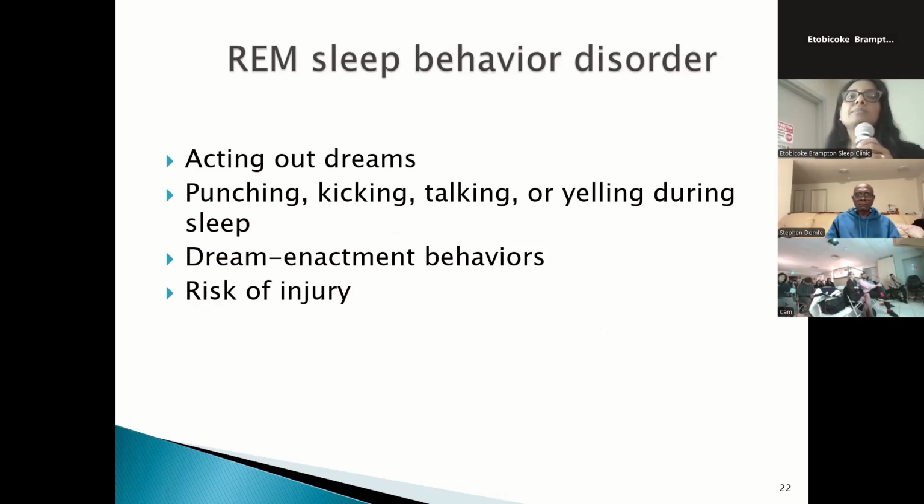So REM sleep behavior disorder: acting out dreams, punching, kicking, talking, or yelling during sleep. Dream enactment behaviors happen, and there is risk of injuries.